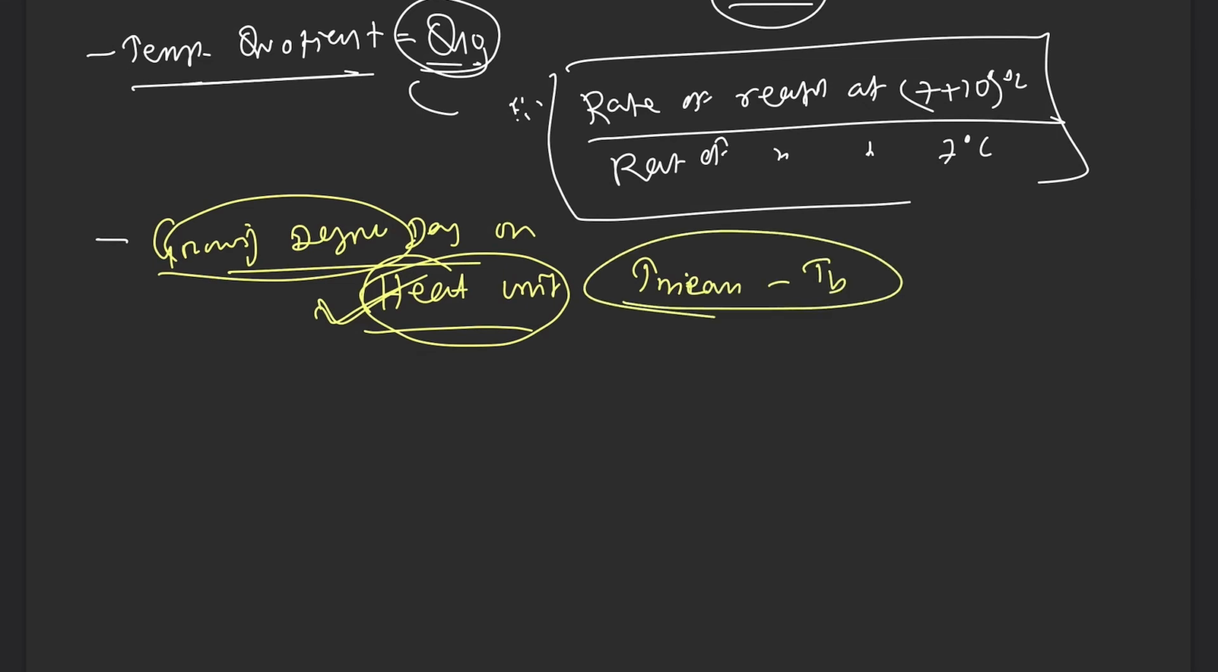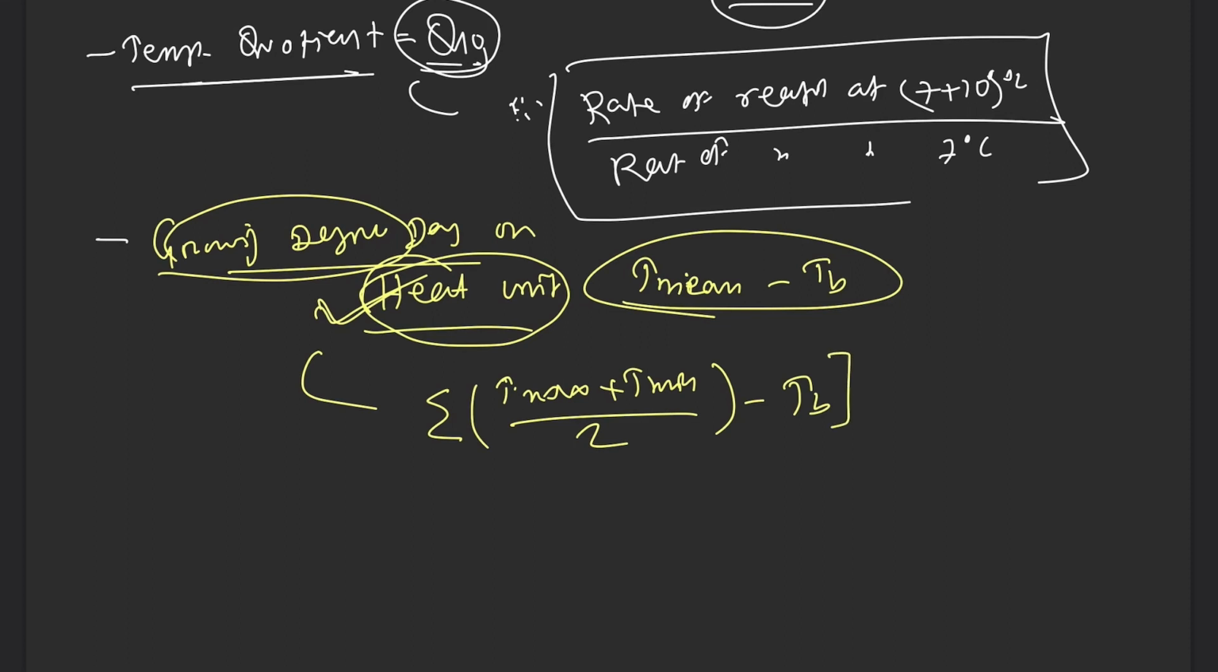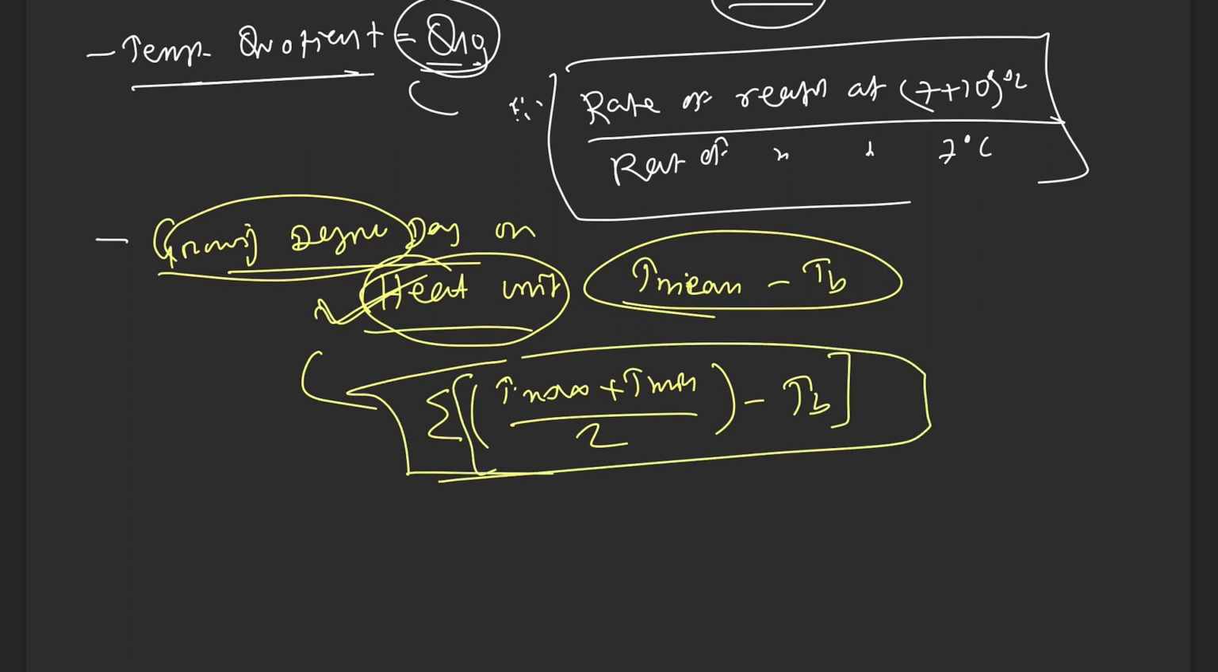So the formula of growing degree day is the summation of (T max plus T min) divided by 2, that is the mean temperature, minus T base, the base temperature. The summation of this is called the growing degree day.